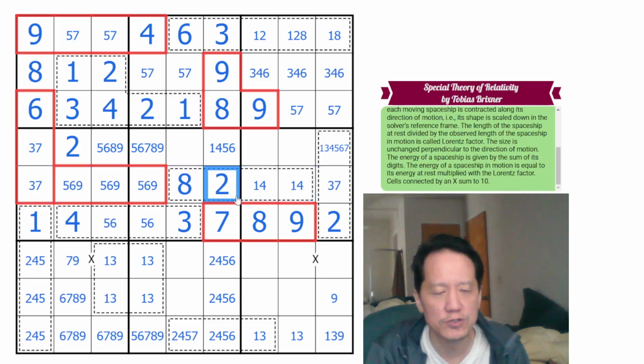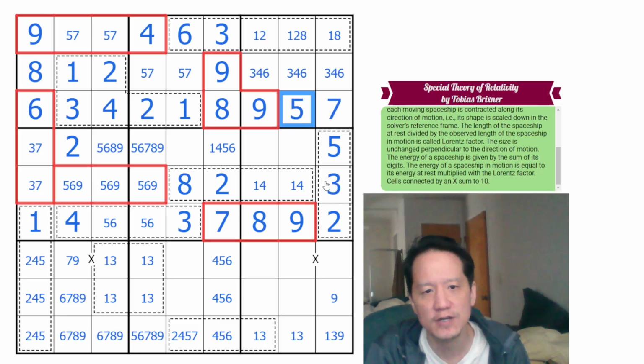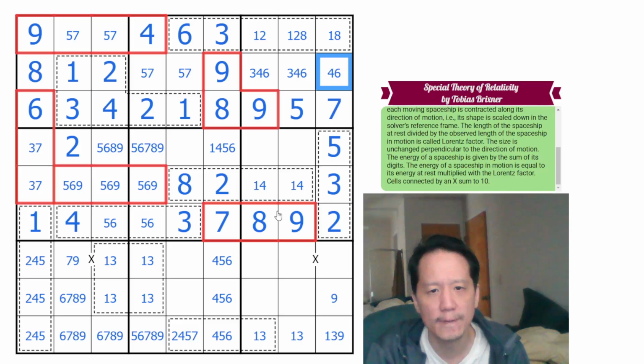So this must be a 2, which means these can't be 2. This cannot have 1 or 4 because of the 1, 4 pair. We know this is at maximum 10, and for a minimum, this would be 2, 3, and 5 to add up to 10. So this has to be the maximum. This is 2, 3, and 5, which forces this set to be 7. This has to be 5 then. This can no longer be 3. This can't be 5. None of these could be 5.